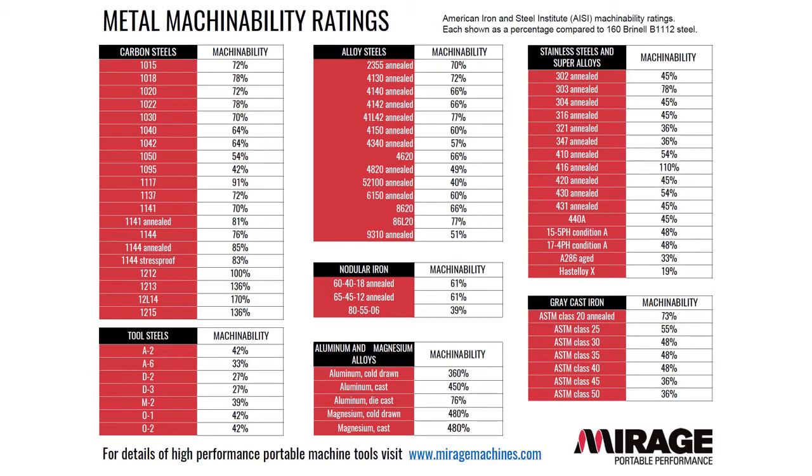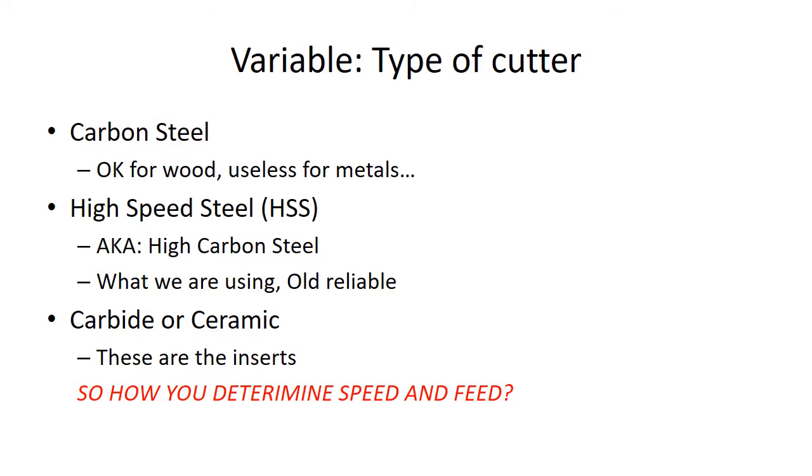Okay, there's the chart. Notice in the middle at the bottom, aluminum, very high numbers, 360%, much easier to machine than 1112 steel. One other variable is the type of cutter, and that is going to make a difference. The harder the cutter, the higher speed and higher feeds you can go.